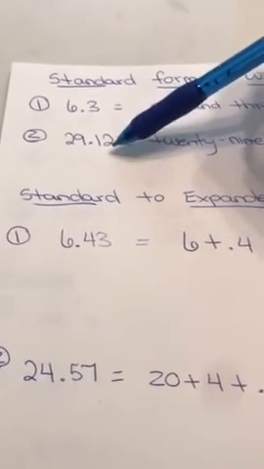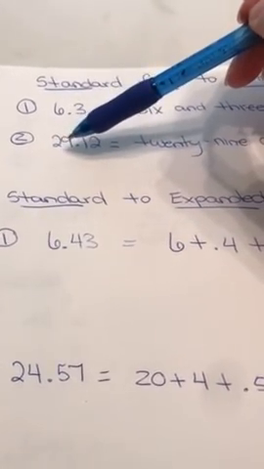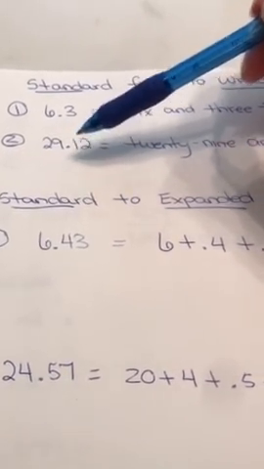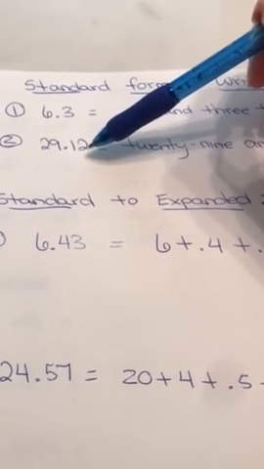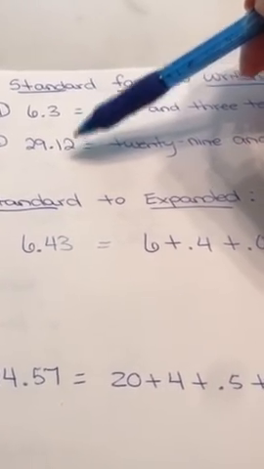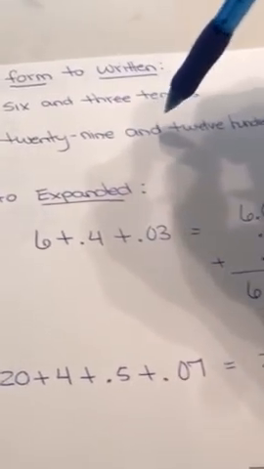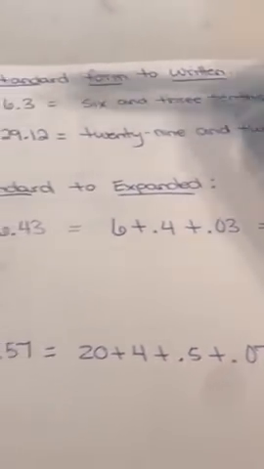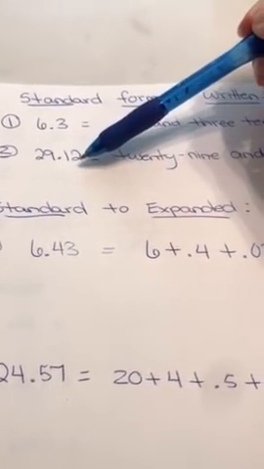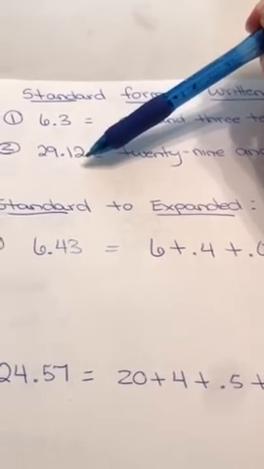Here's my standard form. I've got a 29 and 12 hundredths. 29 and 12 hundredths. Because again, this goes up to my hundredths place.